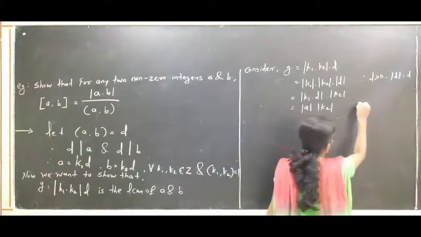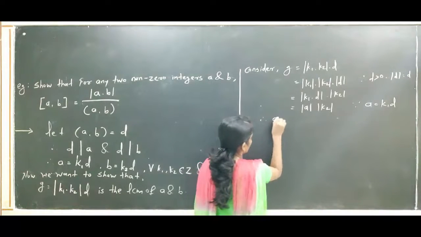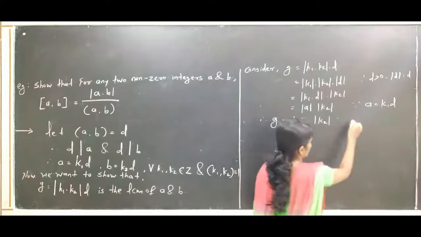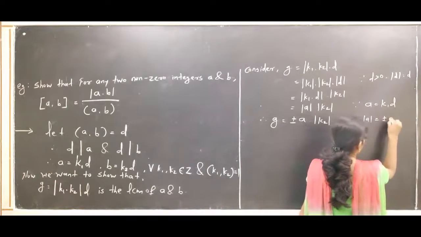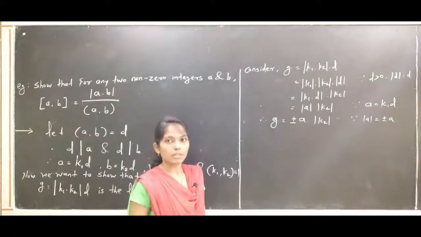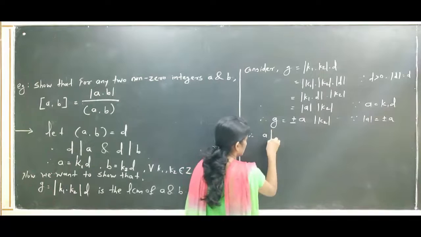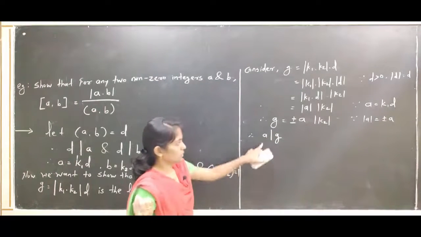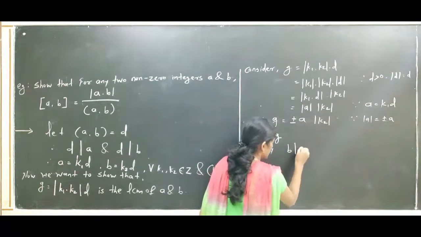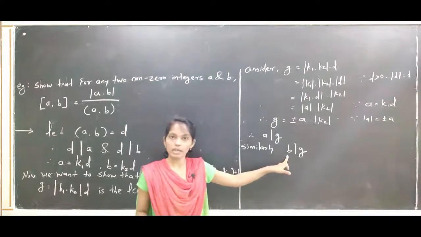Okay. Here write down the reason: since A is equal to K1 into D, therefore G is equal to plus minus A into mod K2, since mod A is nothing but plus minus A. When we take any number out of the mod, then it is plus minus 1. Right? So here we get A divides G. Okay. Similarly, we get B divides G. That means here we get G is a common multiple of integers A and B.